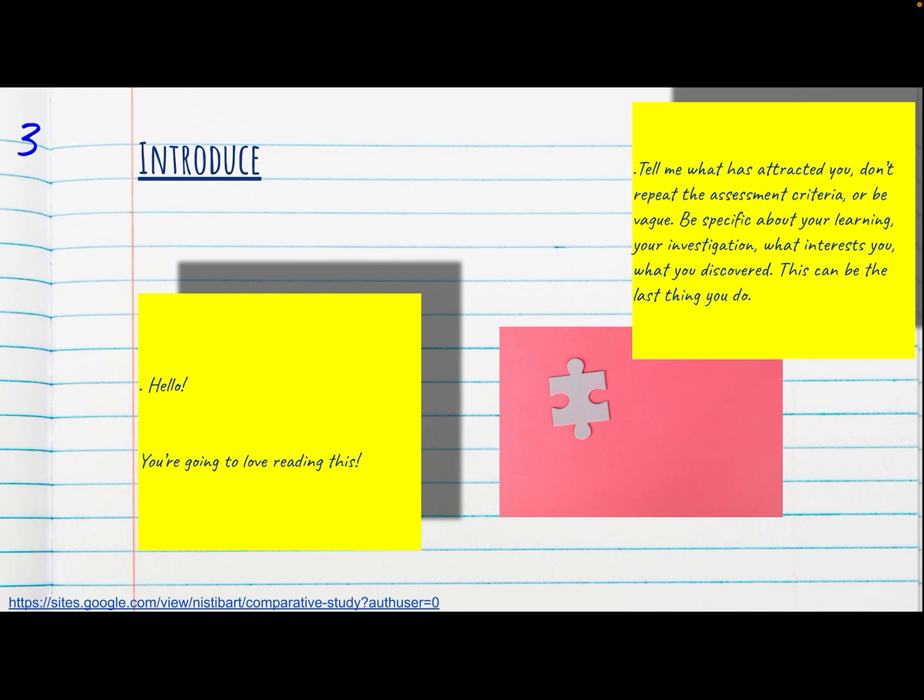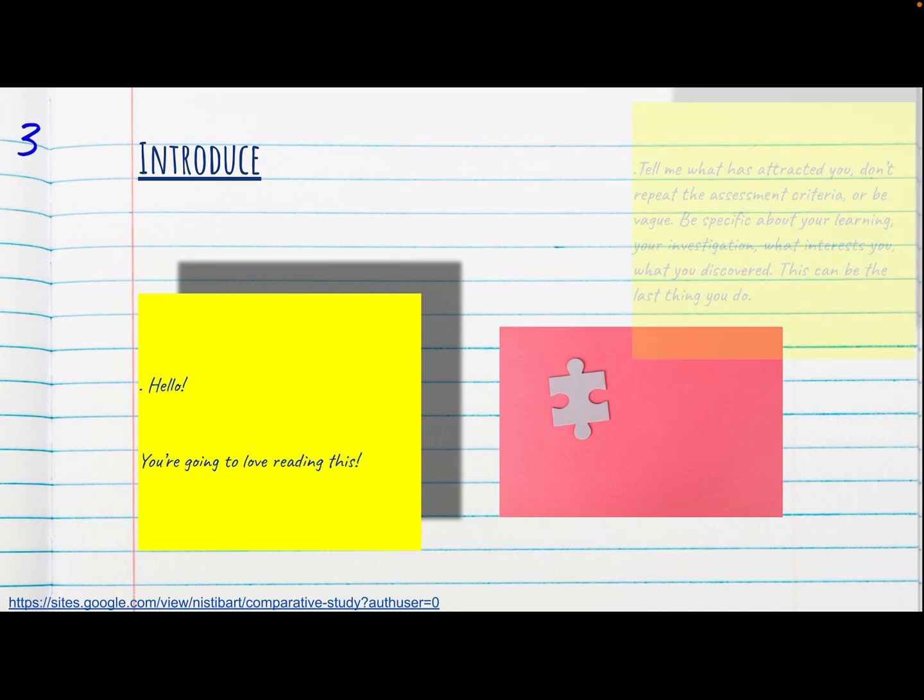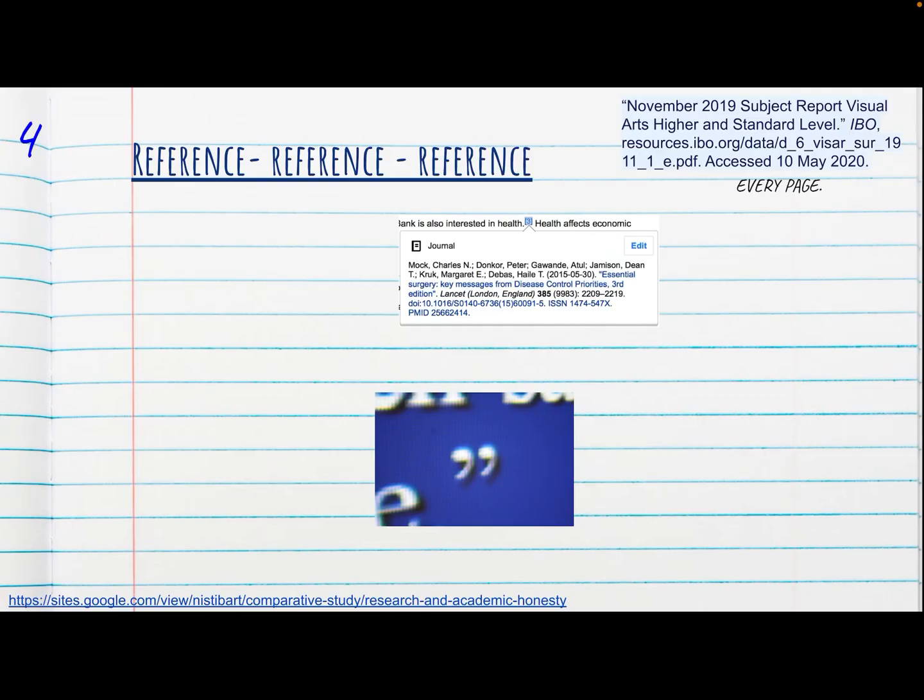Don't worry about repeating the assessment criteria or being vague. Be specific about your learning and your investigation. What interests you? What have you discovered? I would also say this could be the last thing that you do, because it's going to actually introduce the study that we're going to see afterwards. So I would end, as my last thing, with making sure my introduction is a coherent introduction to what I'm actually going to read. That's the first piece of the puzzle.